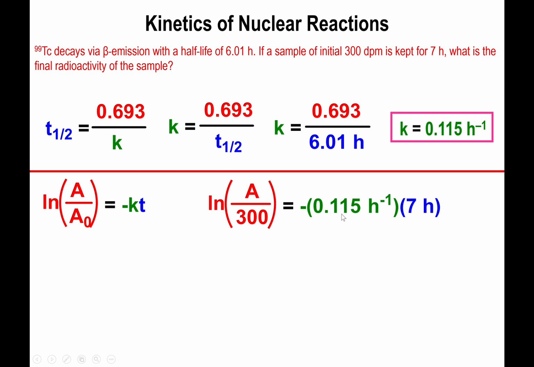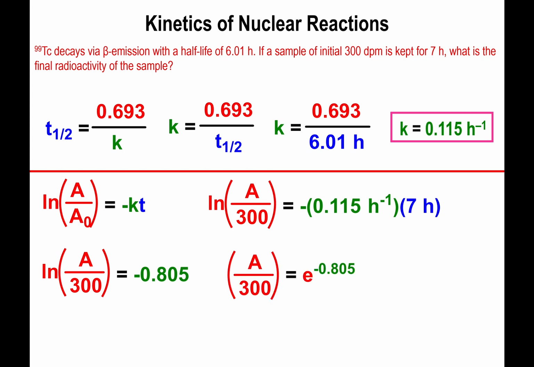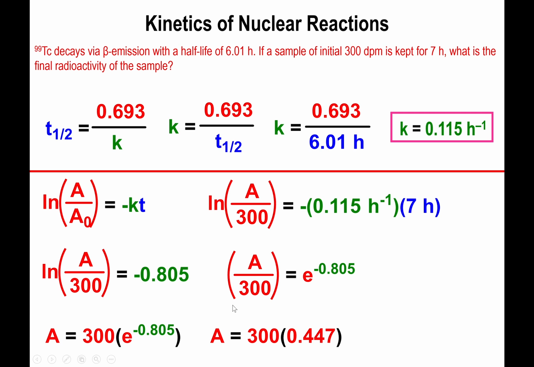So we multiply negative k by the time. Then we take the anti-log of ln, which is e to the negative 0.805 in this case, and we multiply that by 300. And when we do that, we will find out that the final activity is 134 dpm. And so what you can see is that the process is no different at all than what we did in the kinetics chapter. It's pretty much the same thing. You just have to remember that this is a first order reaction exclusively.